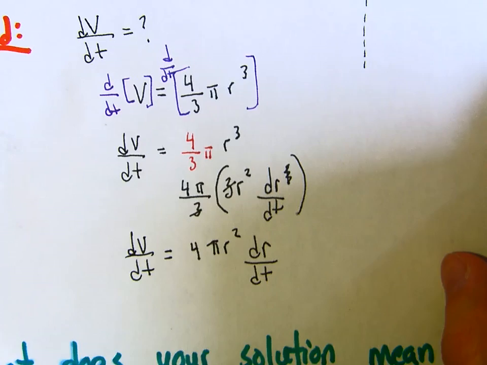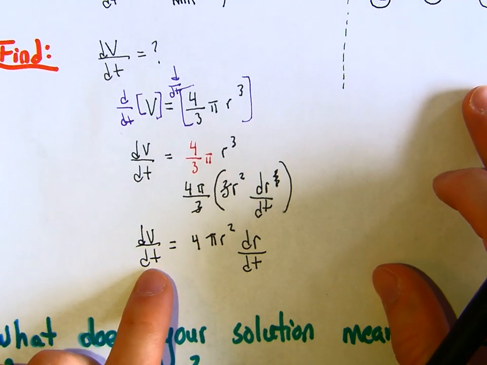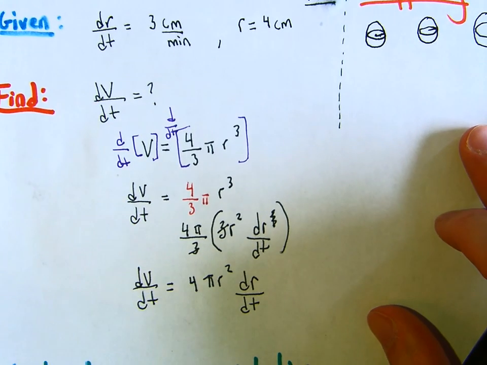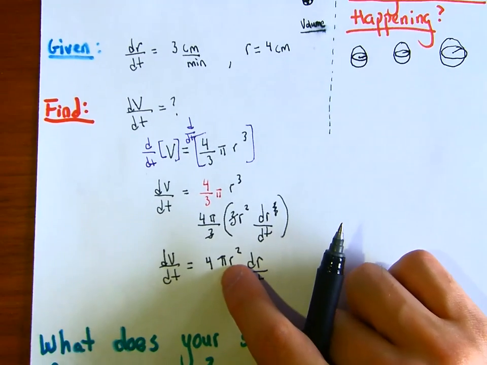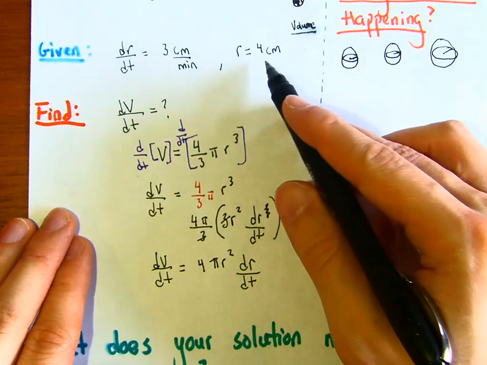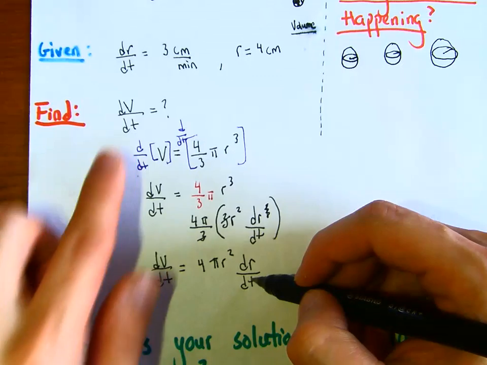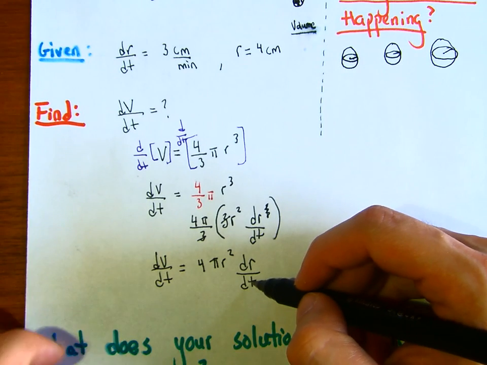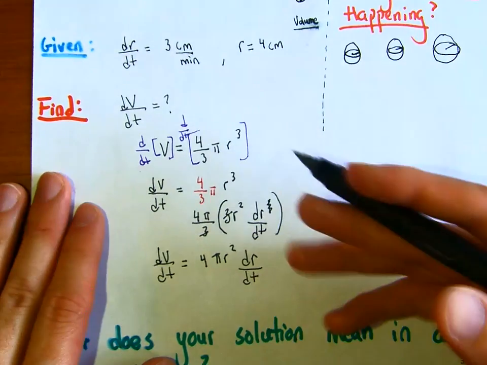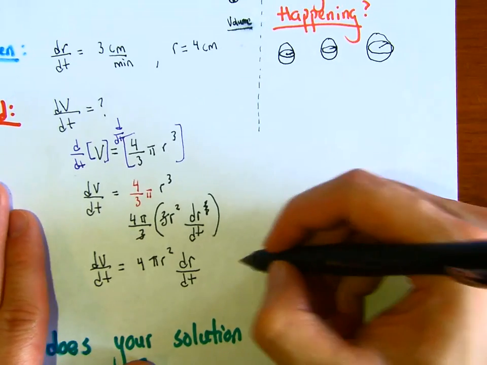So now, let's see how clever we are. Do we know dV/dt? We don't know what dV/dt is. Do we know what pi is? Yes. Do we know what r is? Yes. Do we know what dr/dt is? Yes. So you got very lucky that this problem wasn't as bad, but all we have to do is just plug in the numbers.